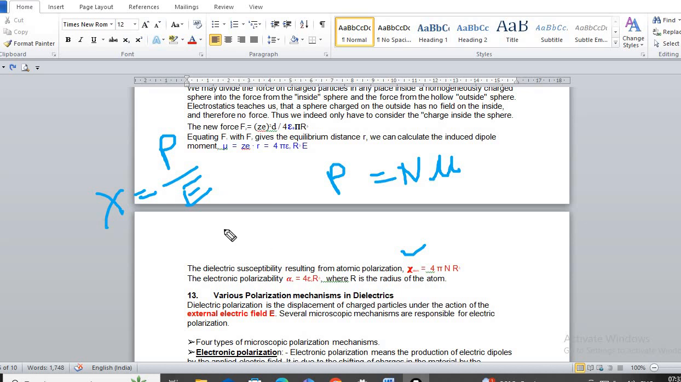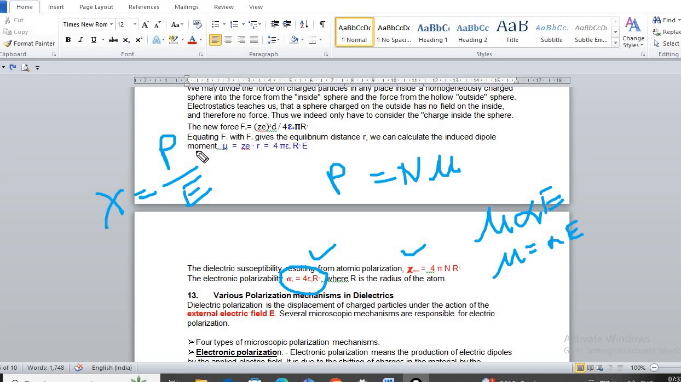And also you will be able to calculate what is polarizability. Remember what is polarizability? Polarizability is mu proportional to E, and the proportionality constant is alpha, the polarizability. Okay, so one can easily calculate this. This is the case of electronic polarization. This will be applicable for ionic polarization, this will be applicable for orientation polarization, and this is also applicable for the space charge polarization. The concept of calculation will be the same.